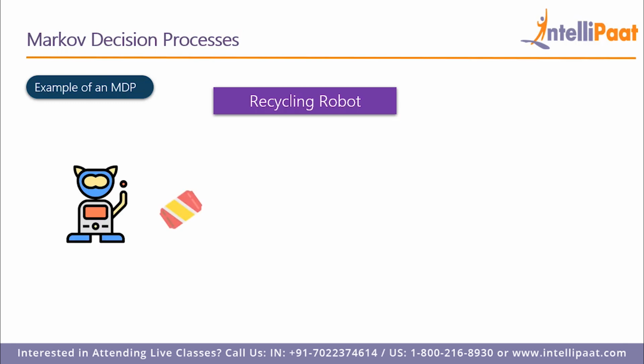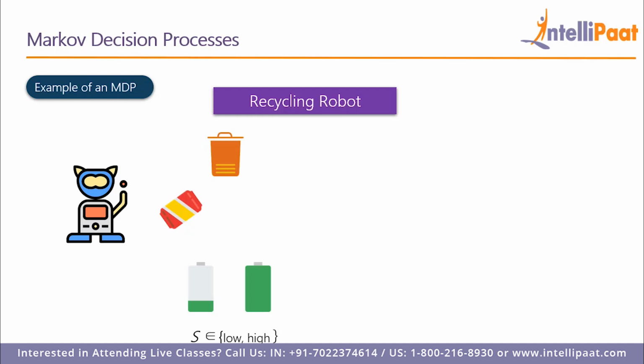So it can detect the cans and pick them up and drop them off in a recycle bin. The robot actually runs on a rechargeable battery and its goal is to collect as many cans as possible. So we'll start with the states, actions and rewards. Let's assume that the sensors can only differentiate between two charge levels, that is low and high. These charge levels actually represent the robot's state.